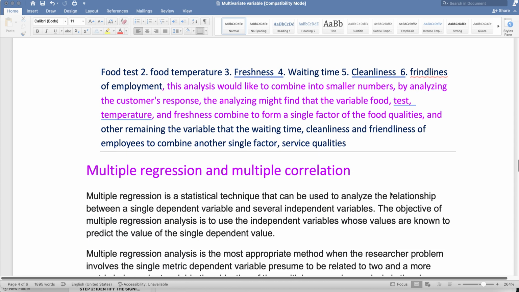Let's talk about multiple regression and multiple correlation.